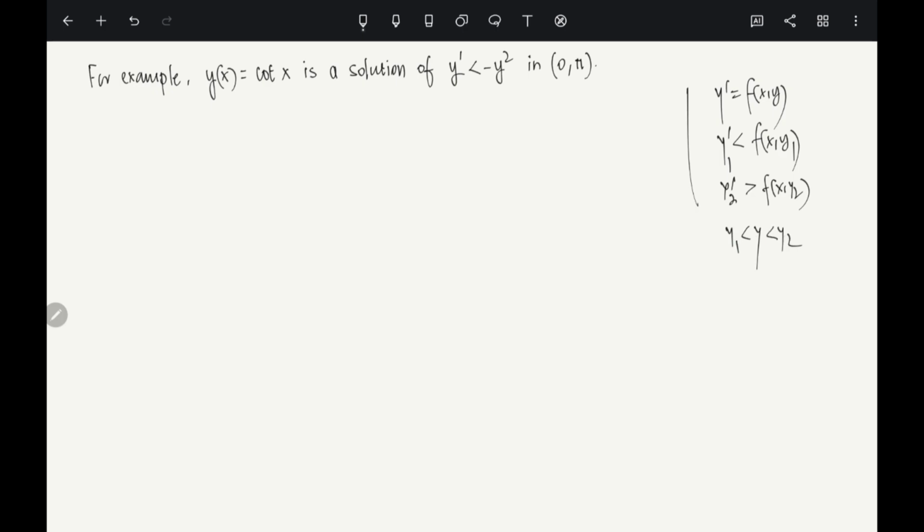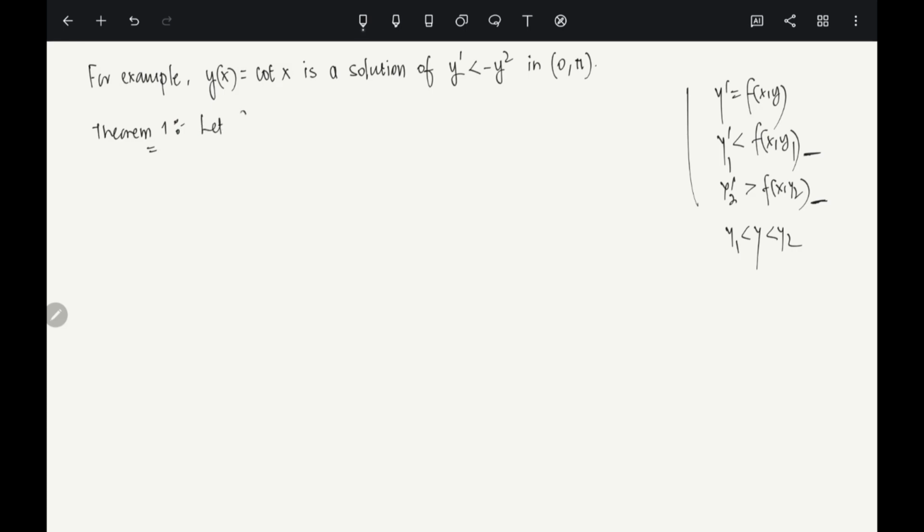Something like this. So basically, if you can find a y1 such that this happens, and if you can find a y2 such that this happens, you expect your y to lie between y1 and y2. So basically, you get a quite nice cushion between two functions. You can sandwich your original solution, so you will get an idea of what your solution is doing essentially. Okay, so with this we are going to write down our first theorem here. Whether this sort of thing can or may work or not, let's see.